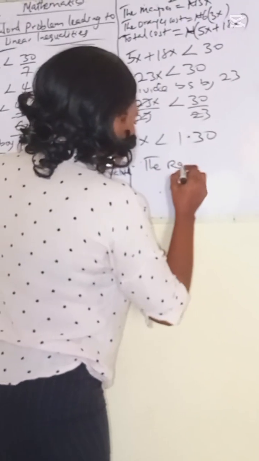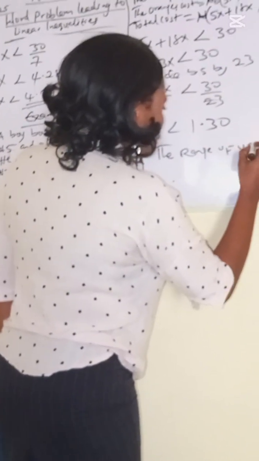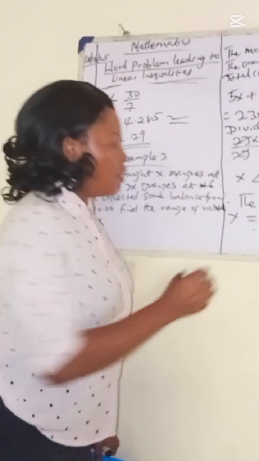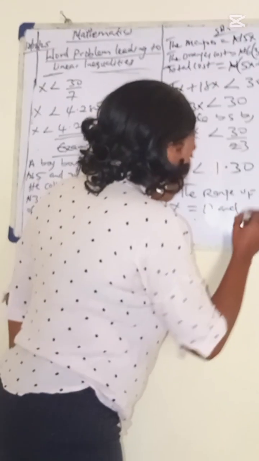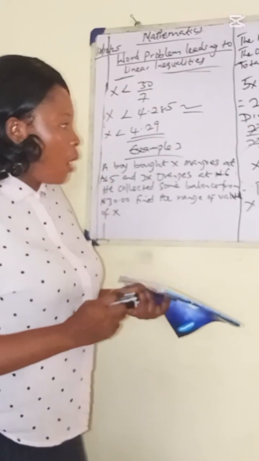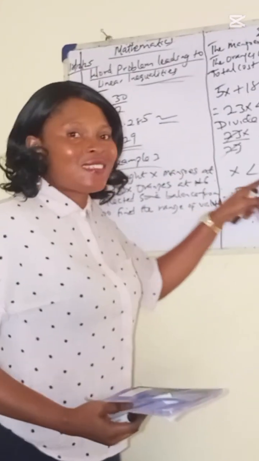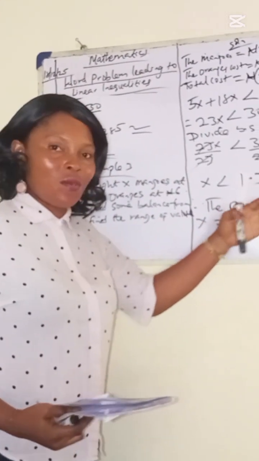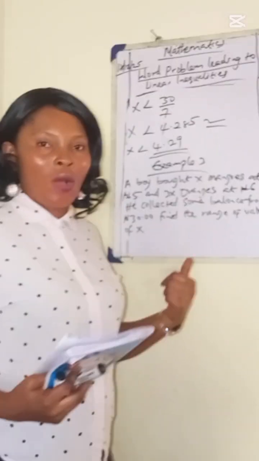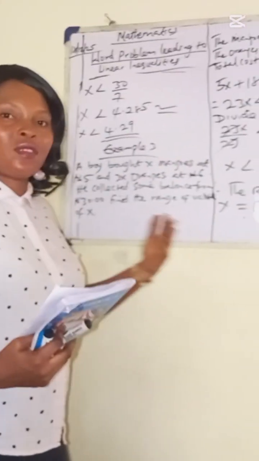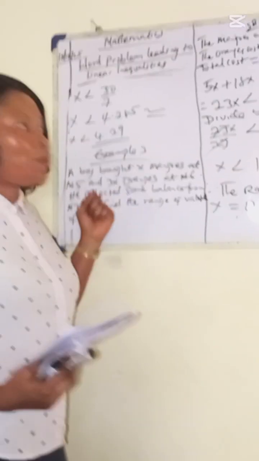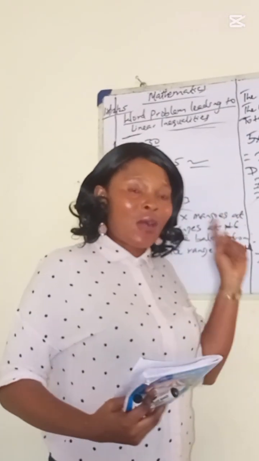Because the question says find the range of value of x, the range of value of x is 0 and 1. Why do we say it's 0 and 1? Because our x is less than 1.30 and x is less than 1. So the value of x is going to be the numbers that are below 1, that are less than 1. And the numbers that are less than 1 are 0 and 1.